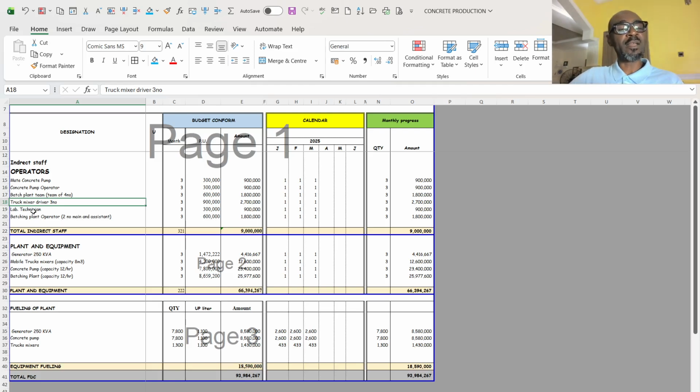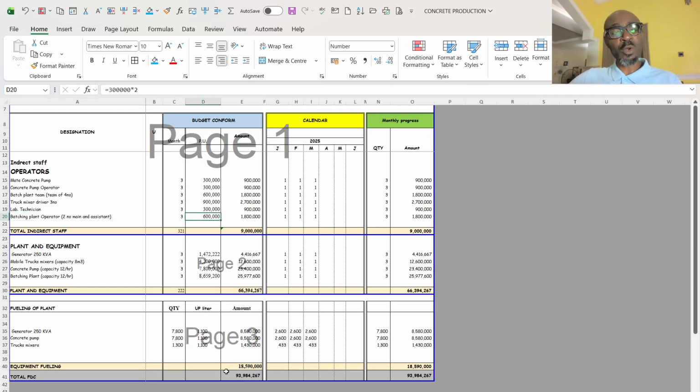that is where you need the truck mixer. Then you have the lab technician whose duty is to take samples of concrete to test and check the strength and the cement water ratio. Then you have the batching plant operator, for which I made provision for 2, because you need plans for the concrete you want to achieve. So you must have a standby operator in case one falls sick or has reason not to come to work. So I made provision for 2.